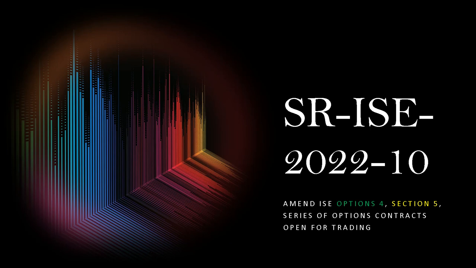What's going on, everyone? We have a filing to talk about out of the ISC, and this is SR-ISC 2022-10, amend ISC options 4, section 5, series of options contracts open for trading. Now this was filed and is scheduled to be published on April 27th, which is tomorrow. And this is a proposed rule change, notice of filing. Notice this is not effective immediately, so this will take some time.